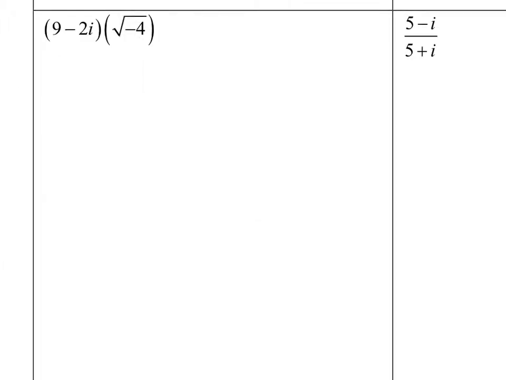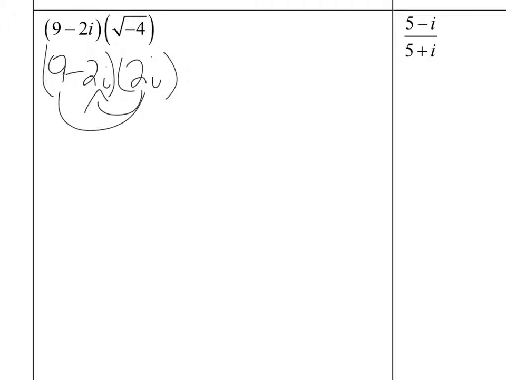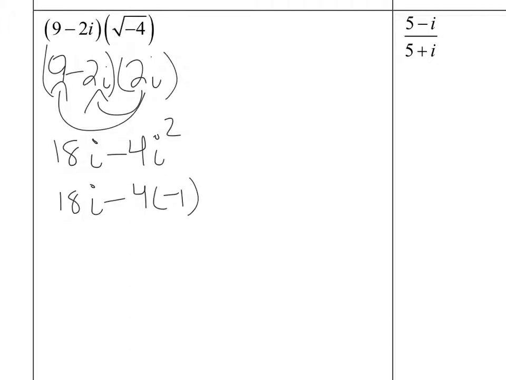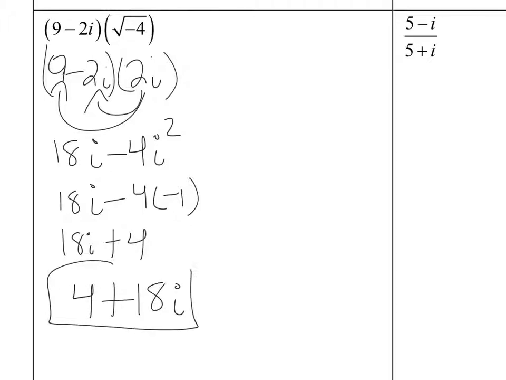Alright, so here, before I distribute, I'm going to simplify this. So it's going to be 9 minus 2i times 2i. Distribute, so I have 18i minus 4i squared, which is 18i minus 4 times -1. So that's 18i plus 4, so I should write this as 4 plus 18i, because remember, standard form of a complex number is a plus bi. Okay?